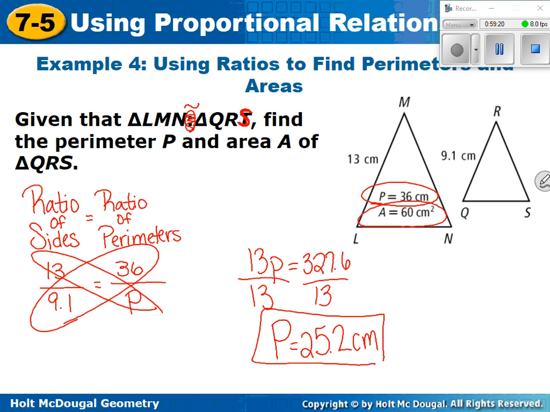Do you think that they're going to give you nice, pretty whole numbers when you take the square roots? Not all the time. So if they don't simplify, that's it.